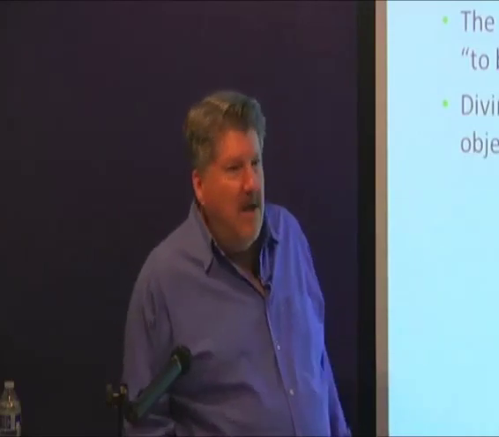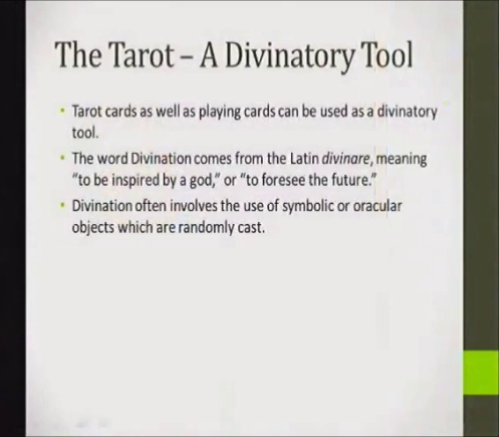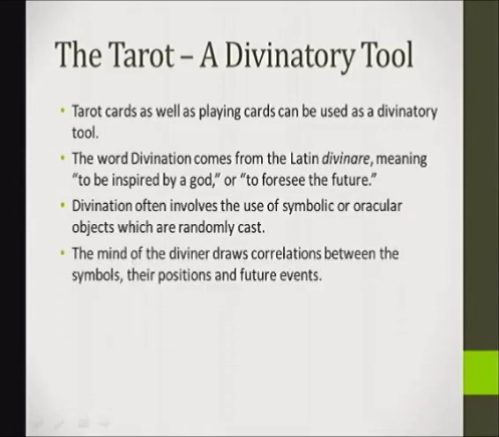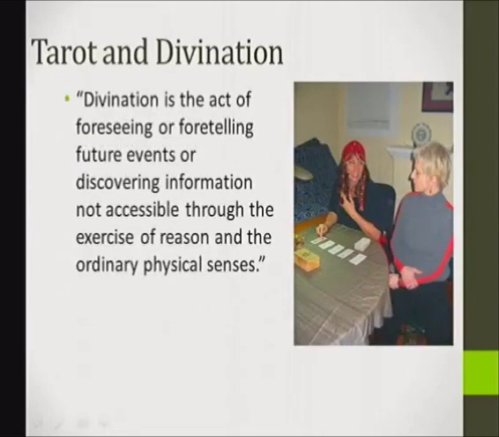Divination of any kind often involves the use of symbolic or oracular objects, which are randomly cast. Next week, we're going to talk about the process. How is it that we get information from something that's randomly cast? The mind of the diviner draws correlations between the symbols, their positions, and future events. Here's the process of divination.